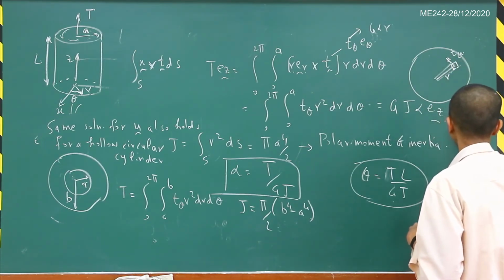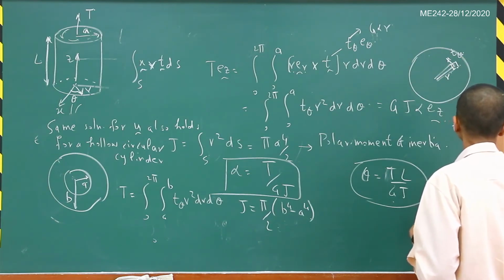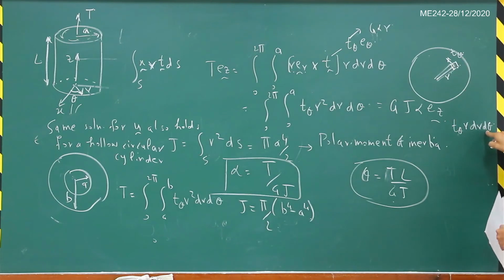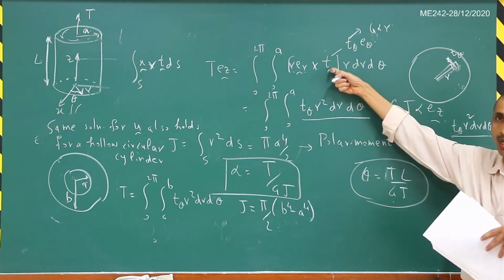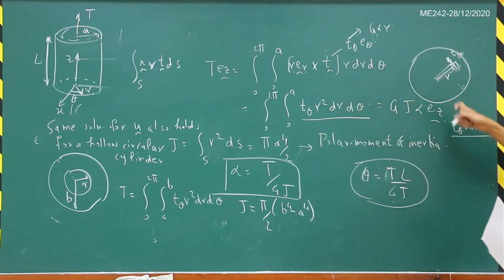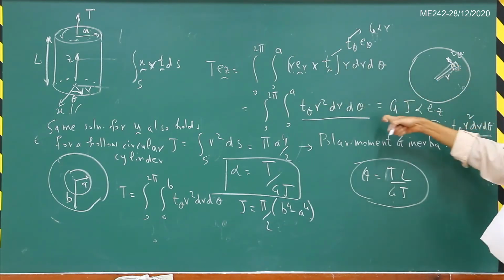So t theta times r dr d theta is the force that is acting along this particular direction, right? And then that multiplied by r makes it r square, and that gives me the moment acting on this particular element of area. Then when you integrate this over the whole area, that will give you the total moment. So this whole term is exactly what I have written here, t theta times r square times dr d theta. Of course this is derived mathematically using x cross t, but you could also look at it physically and get the same answer.